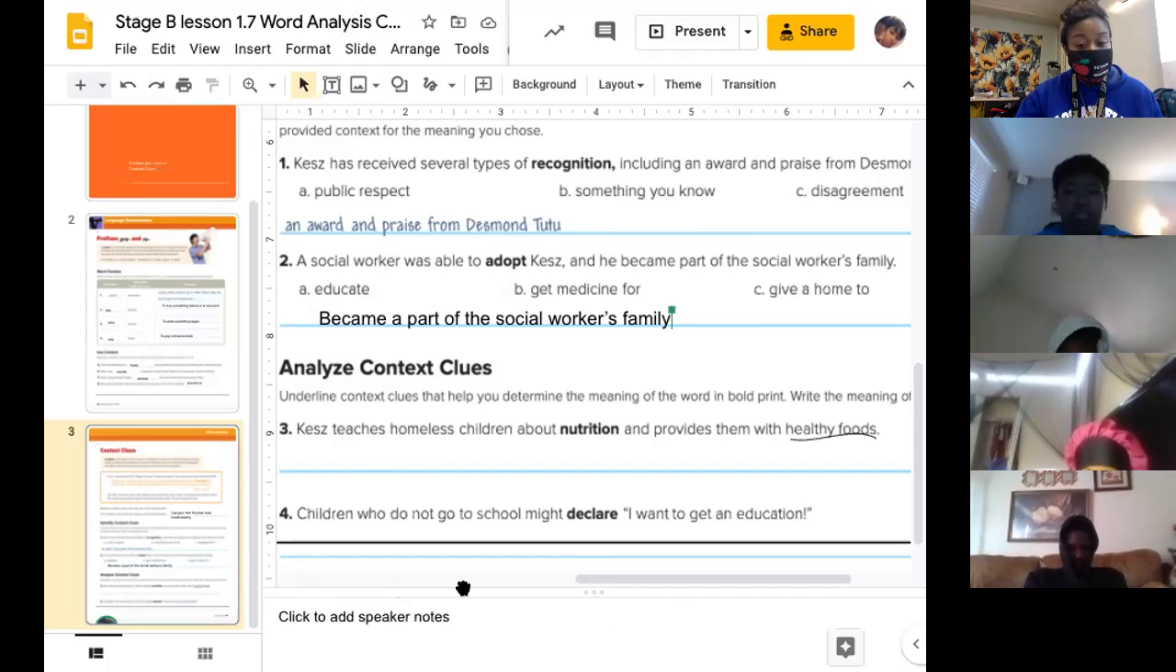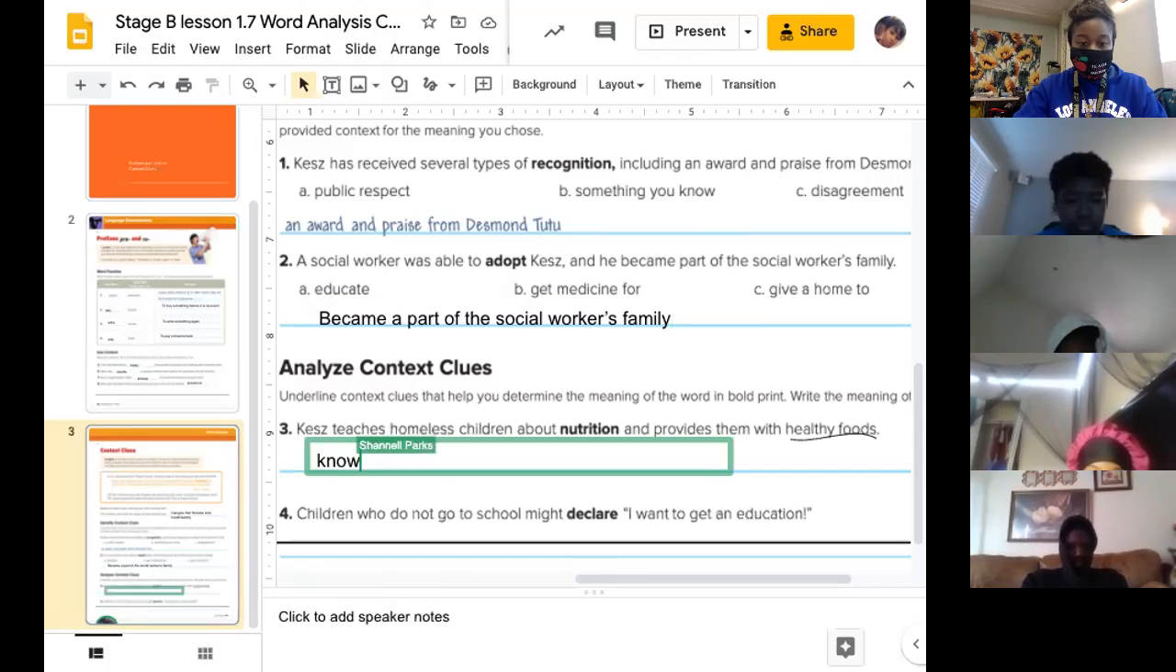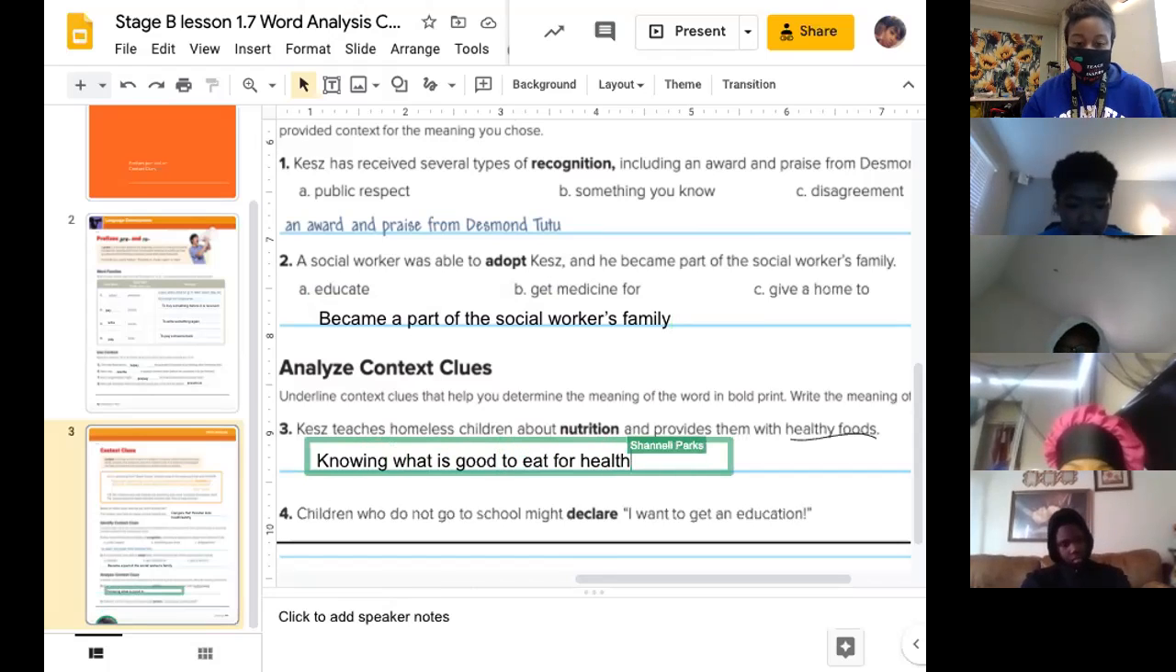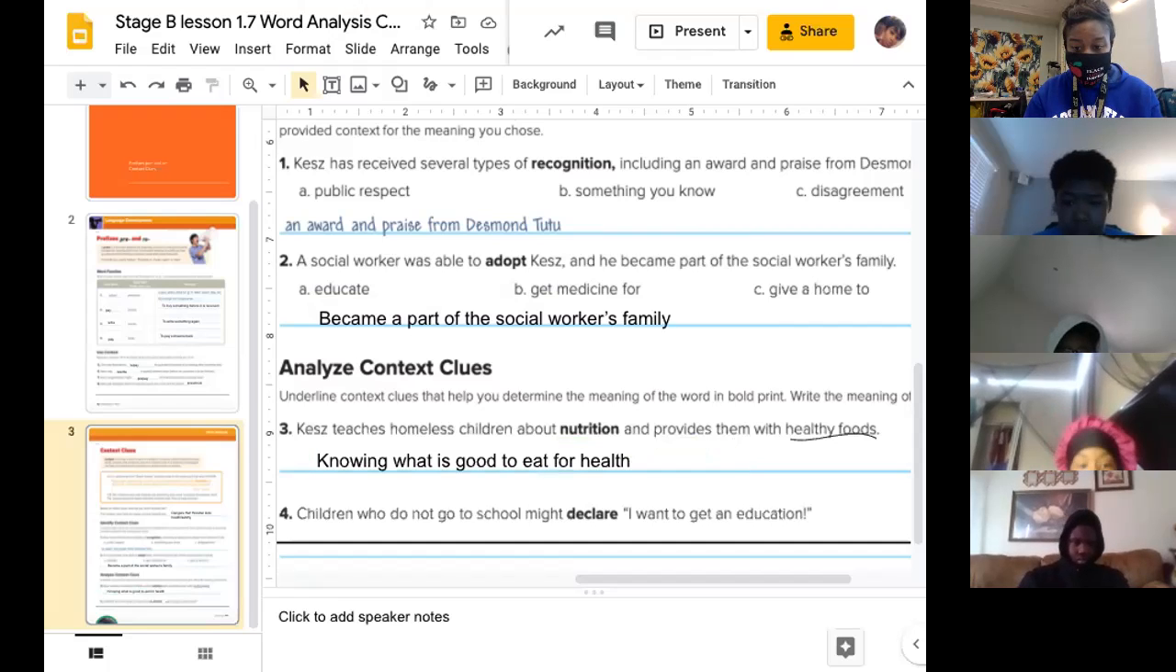So I'm gonna write that there, and then you guys are gonna do number 4 on your own, okay? So knowing what is good to eat for your health. Does that meaning make sense according to the sentence? Kes teaches homeless children about knowing what's good to eat and provides them with healthy foods. Now you guys are going to try number 4.